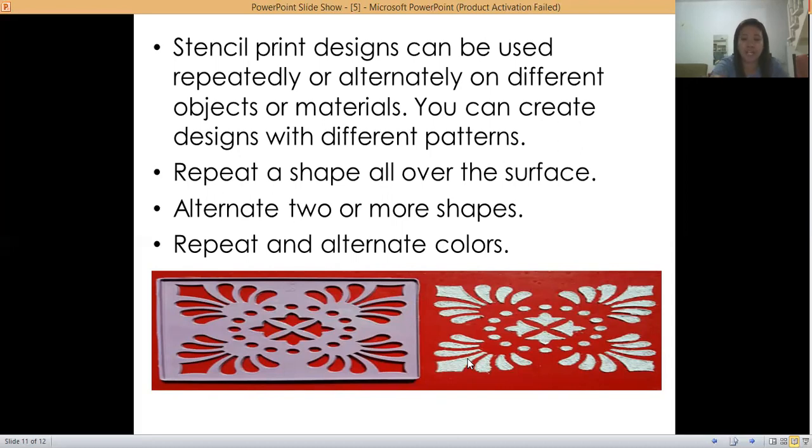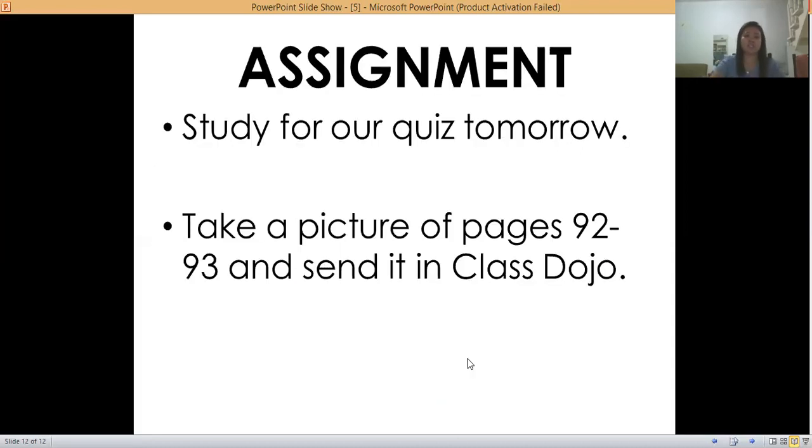Okay, for your artwork. So study for our quiz tomorrow. Take a picture of page 92 and 93 and send it in our Class Dojo. Also your stencil print artwork. Thank you everyone and see you tomorrow. Bye!